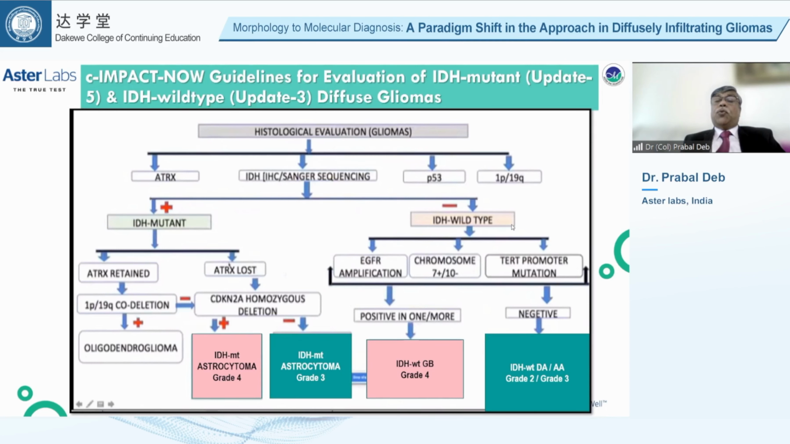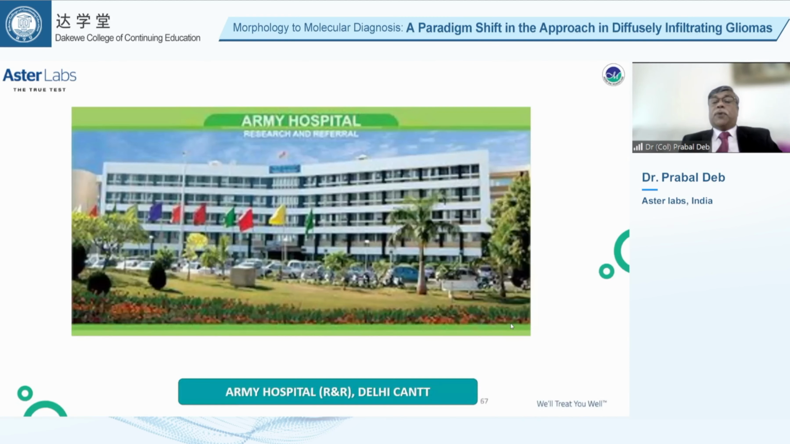Whereas IDH wild type tumors should undergo EGFR, chromosome 7+/10-, and TERT promoter mutation testing. If at least one is positive, it becomes IDH wild type glioblastoma WHO grade 4. Otherwise, it is retained as IDH wild type diffuse and anaplastic astrocytoma WHO grade 2 and grade 3.